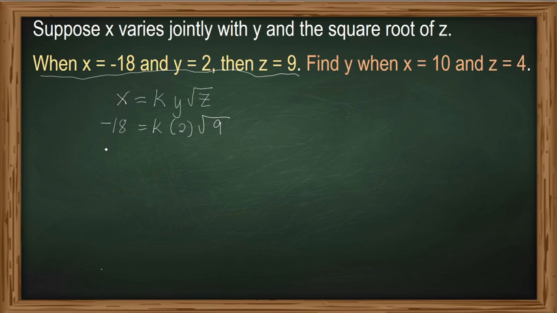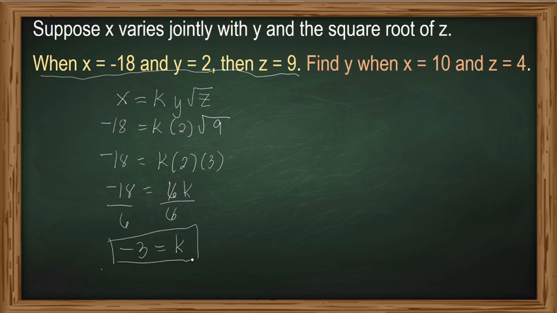Then we have, simplify this one first. We have negative 18 is equal to k times 2. The square root of 9 is 3. So you have negative 18 is equal to 2 times 3 is 6 times k. So we have 6k. Divide both sides by 6 to get k. So we have k is equal to negative 3.